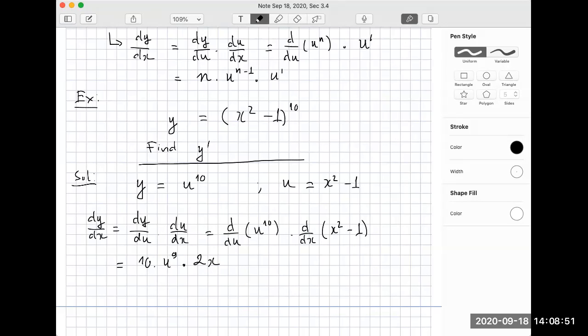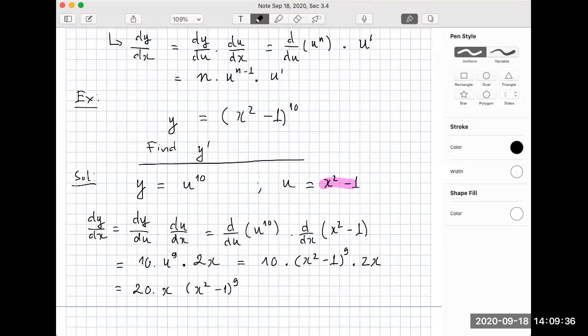And again, u, we know that it is x squared minus 1. So we write everything in terms of x. We have 10 times x squared minus 1 to the 9 times 2x, right? So we simplify it, make it better. 10 times 2 gives us 20. And x here, we can put it in front of this. And x squared minus 1 to the 9, we just rewrite it. So now, is it clear? Okay, very good.